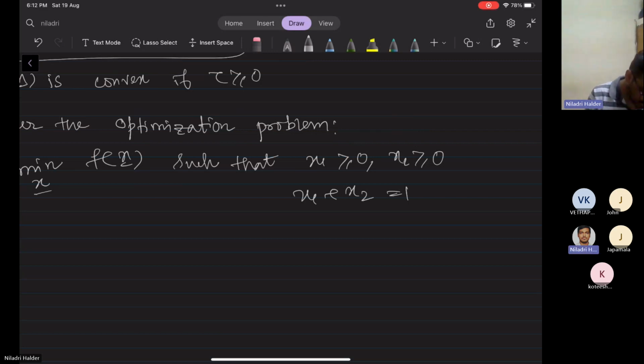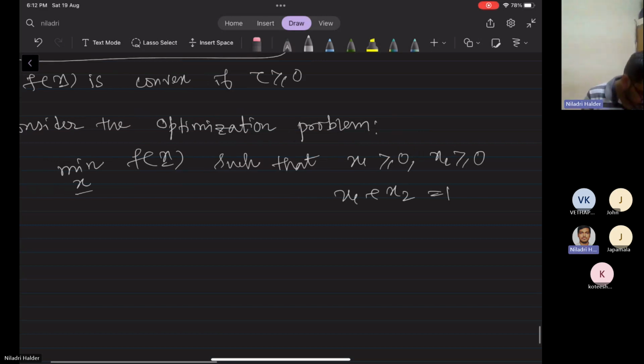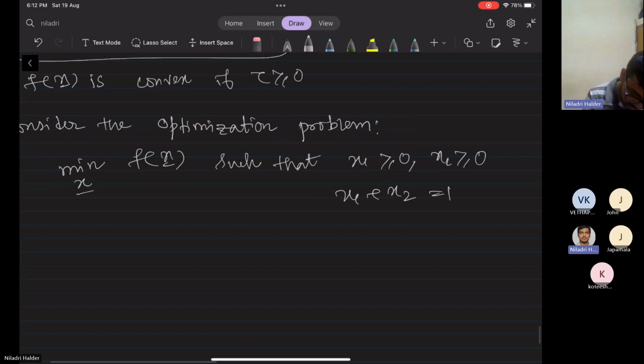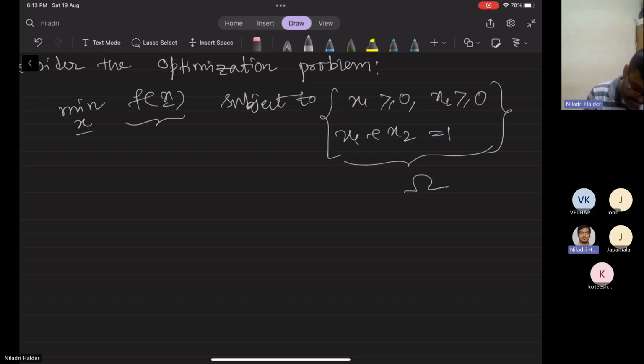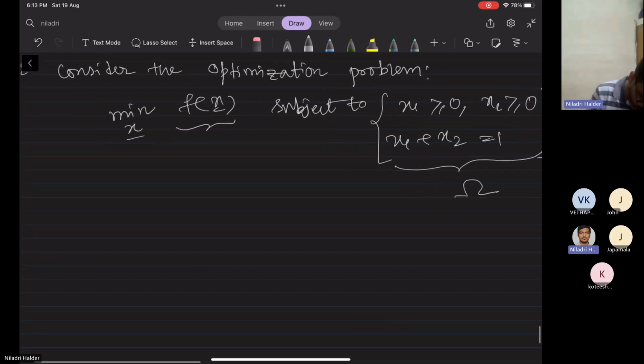So for this case, suppose this is the subject to. So these are the set omega, and this is the function. Okay, so now is this a convex optimization problem?